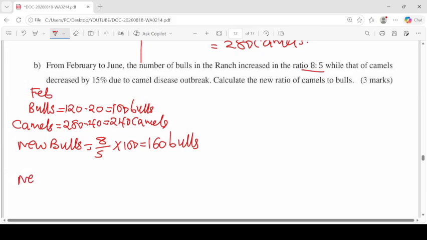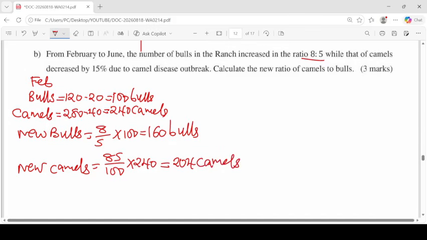So the new number of camels, if they decreased by 15%, from 100 you less 15, this is 85. So this will be 85/100 times the original number of camels at February, which was 240. When you multiply this by 240, you get 204 camels. Now they want the new ratio of camels to bulls.